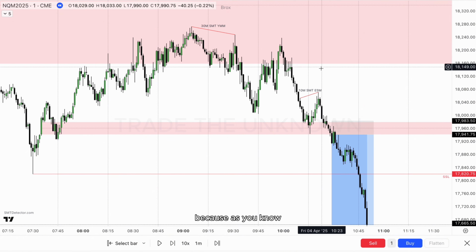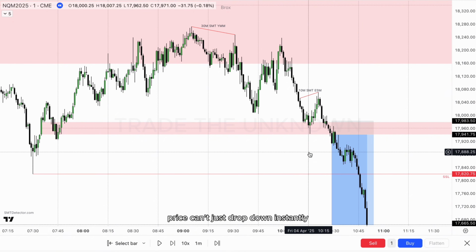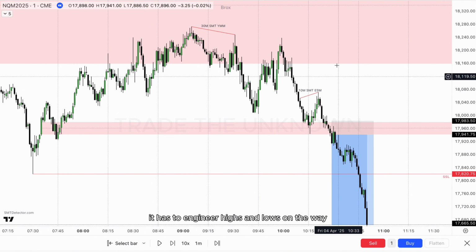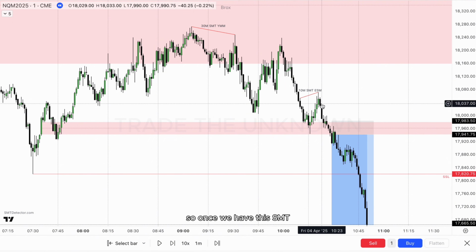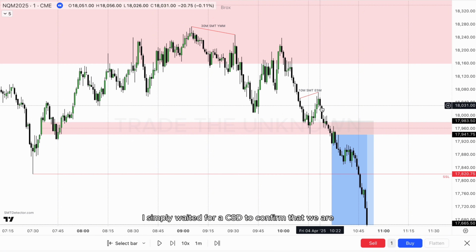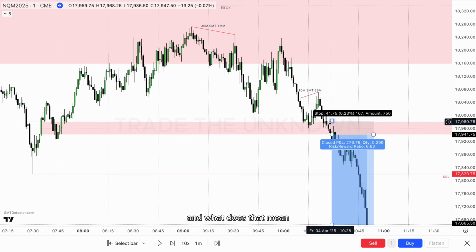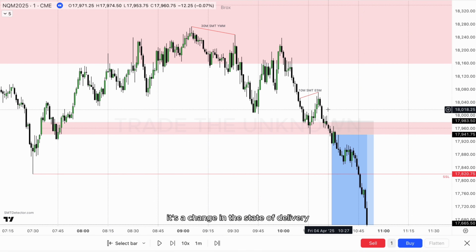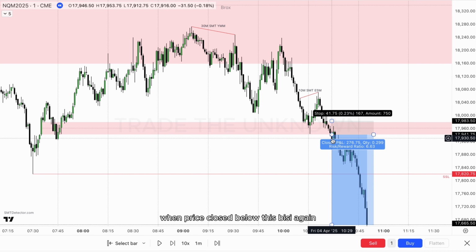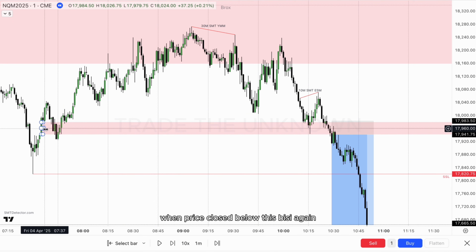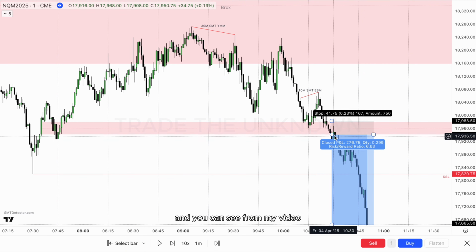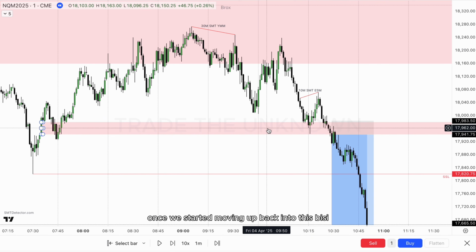Because as you know, price can't just drop down instantly. It has to engineer highs and lows on the way. So once we had this SMT, I simply waited for a CSD to confirm that we are in fact going to continue lower from here. And what does that mean? It's a change in the state of delivery, which we got right here when price closed below this BISI again. And you can see from my video that I entered right here on this 1030 candle once we started moving up back into this BISI.